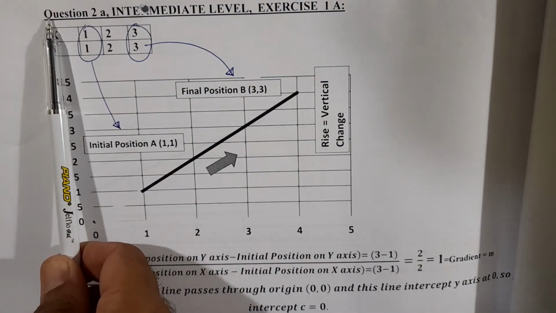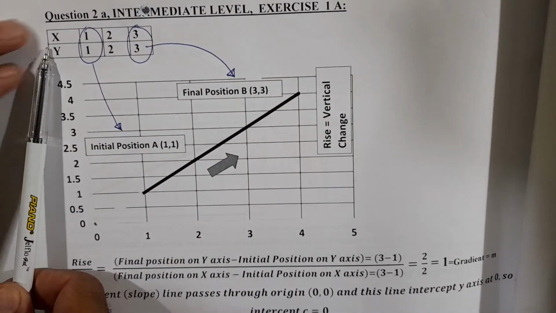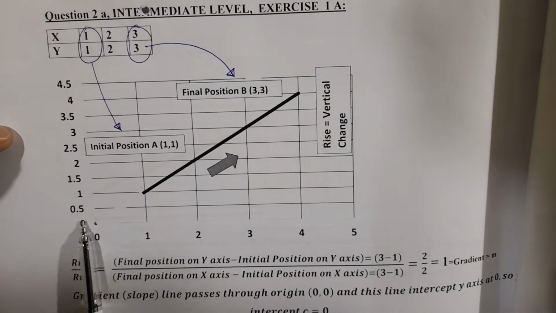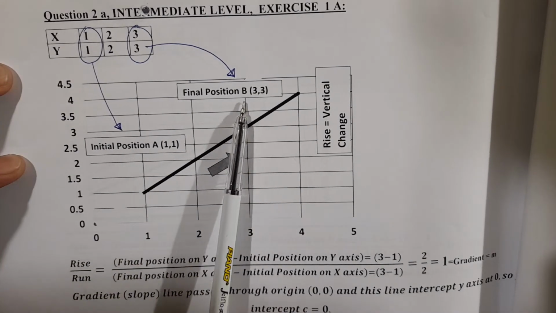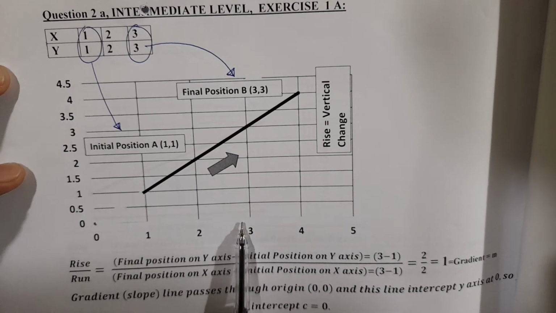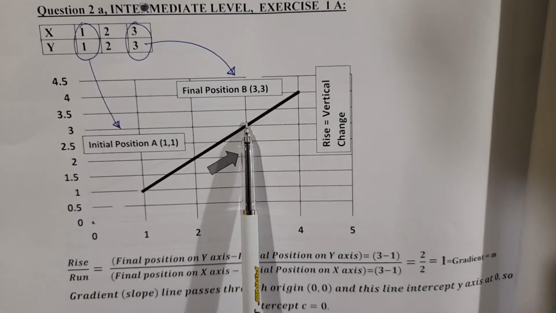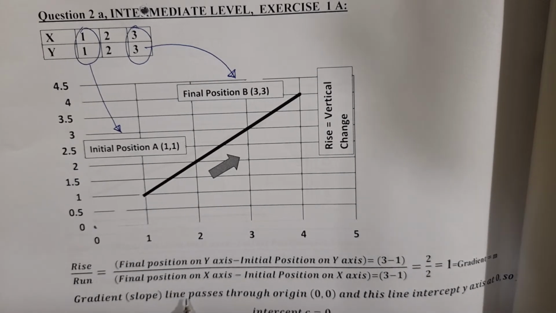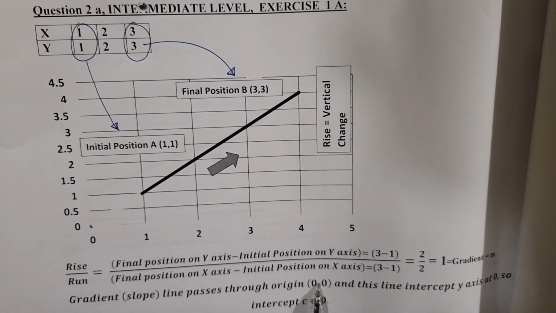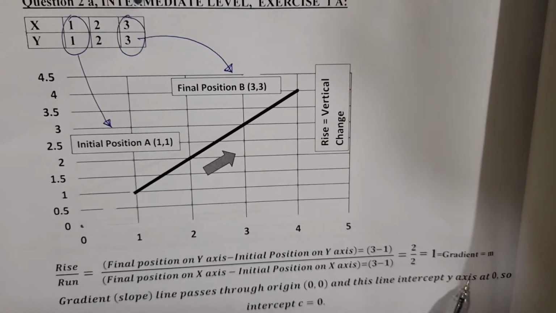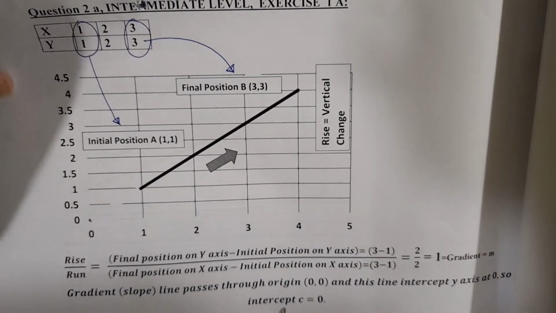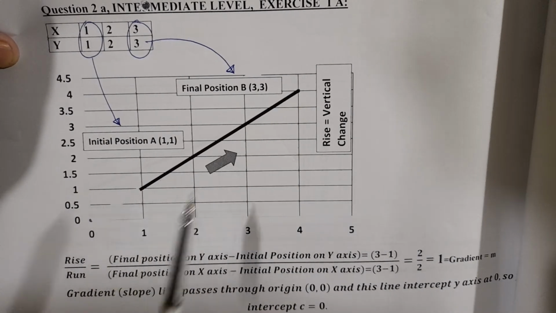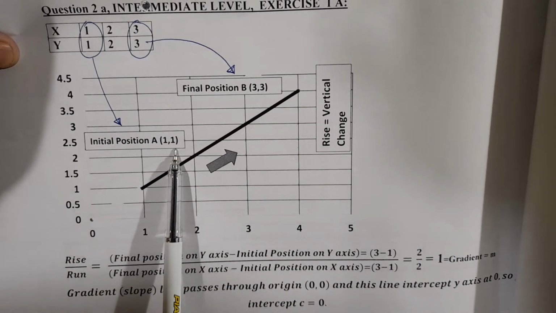Now question number 2a, intermediate level, exercise 1a. Initial position 1 and 1, that is 1 on the x-axis and 1 on the y-axis. Final position 3 and 3, that is 3 on the x-axis and 3 on the y-axis. So we know that the gradient or slope line passes through the origin 0, 0, and this line intercepts the y-axis at 0. So its intercept c is 0.